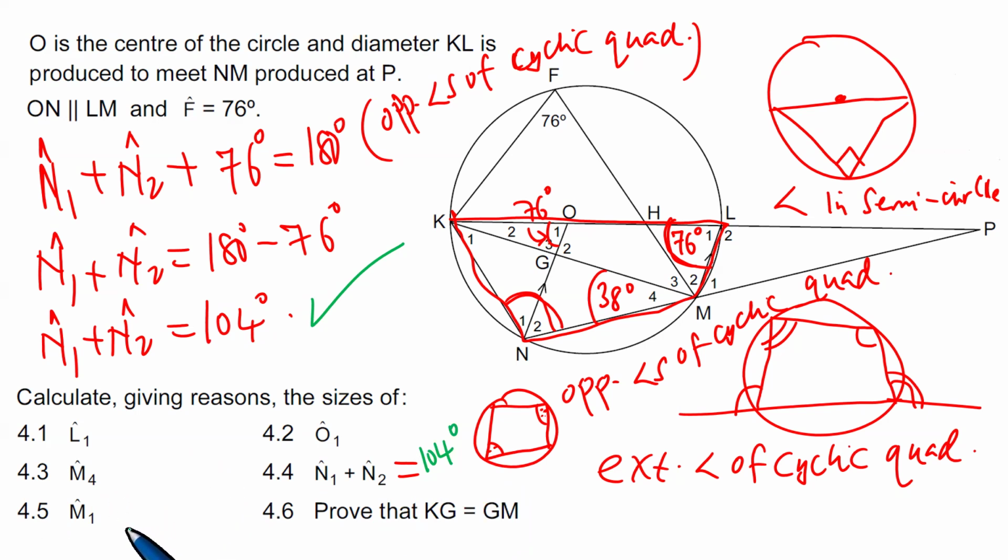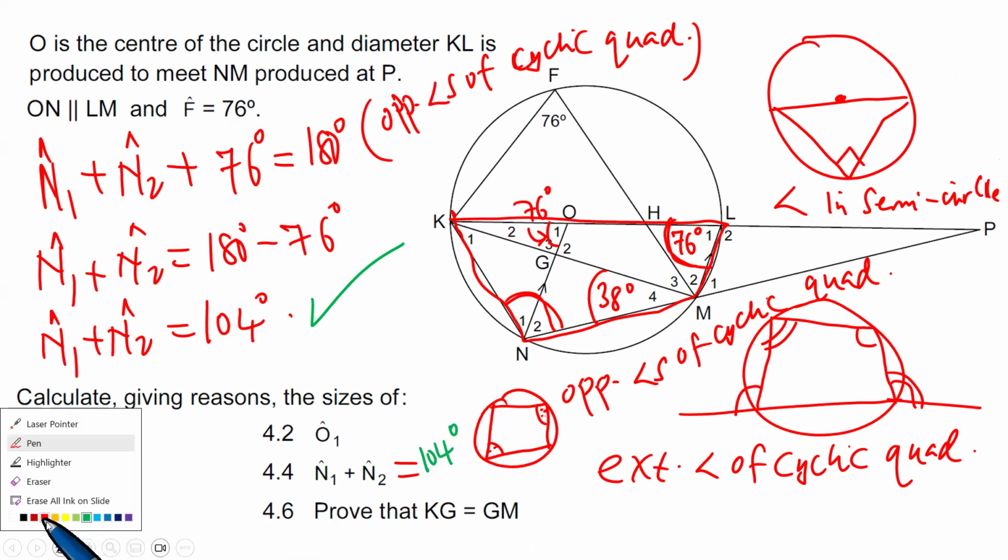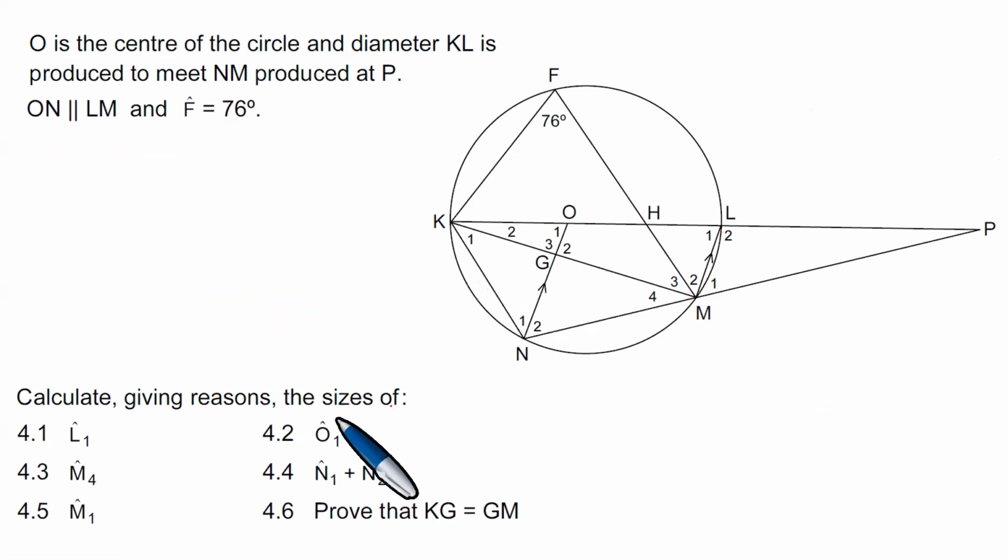And then it remains to find the size of the angle M1. Too easy. Let us find the angle M1. Right, the next thing is to find the size of the angle M1. What is the size of the angle M1? M1 is exactly this one here. So how do we find the size of the angle M1?